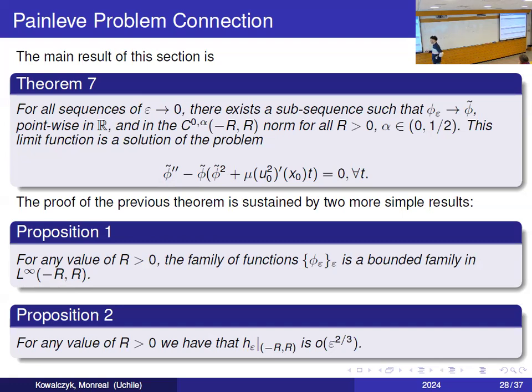One of them is to show that this phi sub epsilon is a bounded family in L infinity. And this is another technical one, which says that the right-hand side can be divided by epsilon to the power of 2/3 and it's still going to 0, in any interval.